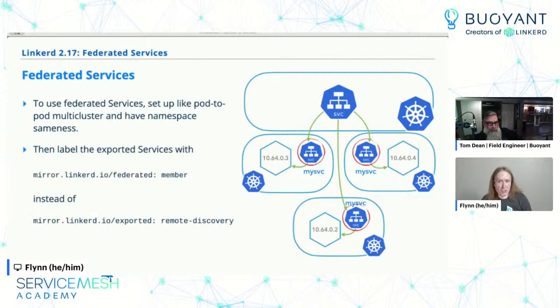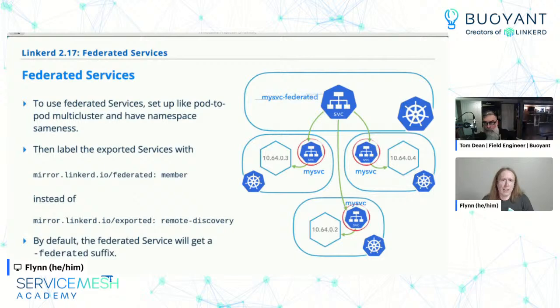After you have those things set up, you go through and put a label on each of your services that you want to participate in the federated service. And that label is now mirror.linkerd.io/federated with a value of member, instead of mirror.linkerd.io/exported like you would use for normal multi-cluster. When you do that, the federated service will appear in all the clusters that are linked to your remote clusters.